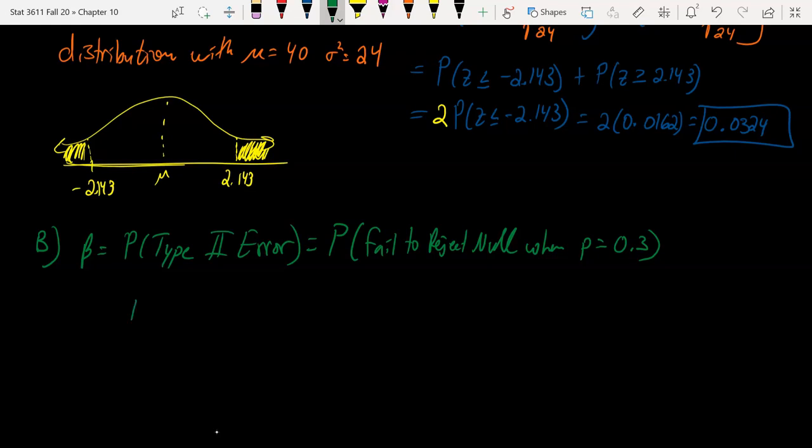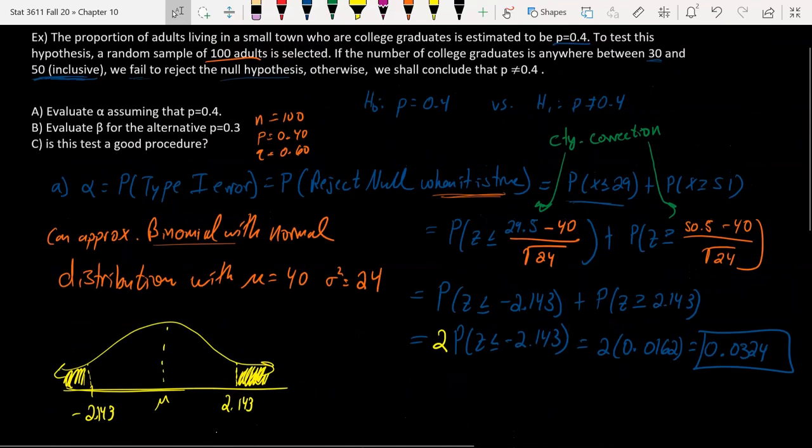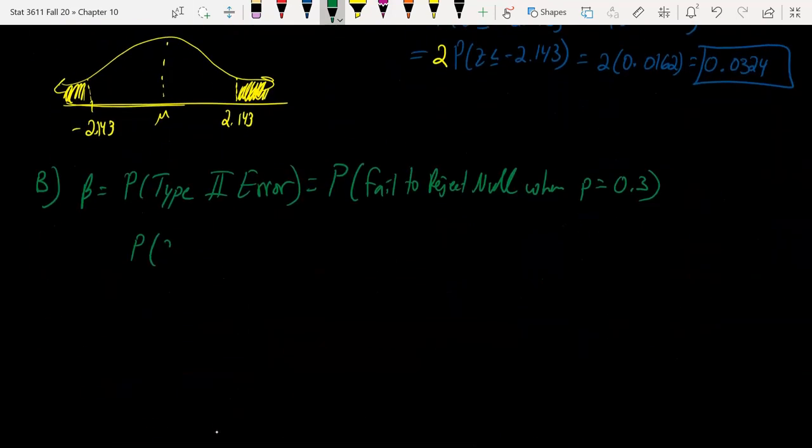So what region of x values do we fail to reject the null? We fail to reject the null if the number of college graduates is between 30 and 50 inclusive. So 30 and 50 inclusive. This is our fail to reject region, right? Fail to reject region. Again, we can do a normal approximation here.